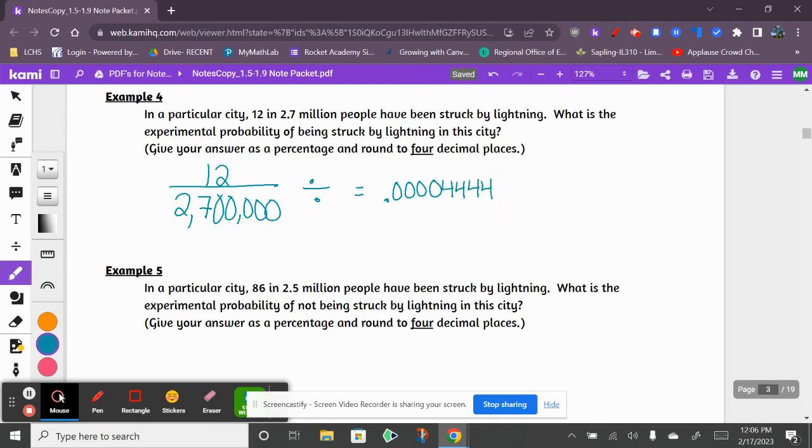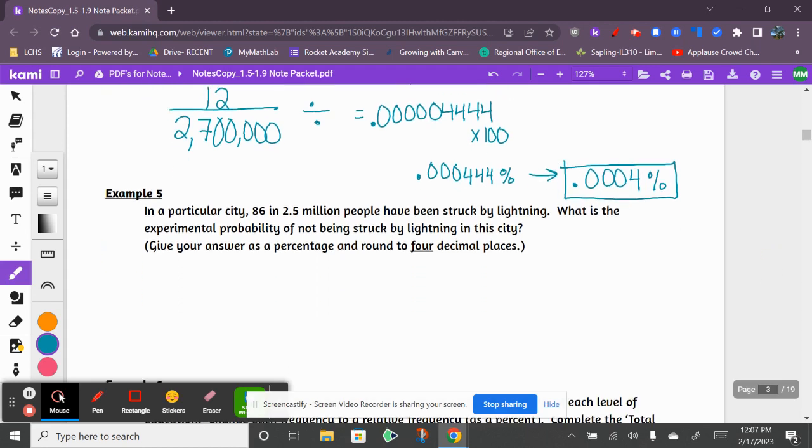We want it as a percent, so we're going to multiply by 100. So we get 0.00. And whoops, I accidentally made a mistake here. There should be 5 zeros after the decimal. And so we get 0.000 for repeating percent. And if I want to round that to 4 decimal places, that's going to be 0.0004%. It seems a little bit funky, but you just do it the same way that you did all the other ones.